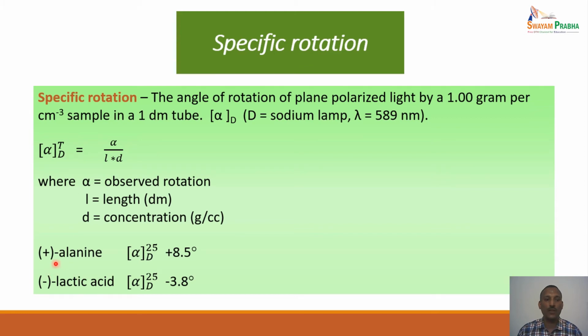So here we had given the values for alanine, which is plus 8.5 degree, and for minus lactic acid it is minus 3.8. So here we mentioned 25. 25 is the temperature in degrees at which the measurement was done, and D is the sodium lamp D line, which has a lambda of 589 nanometer.